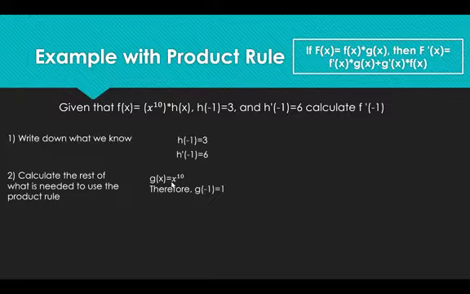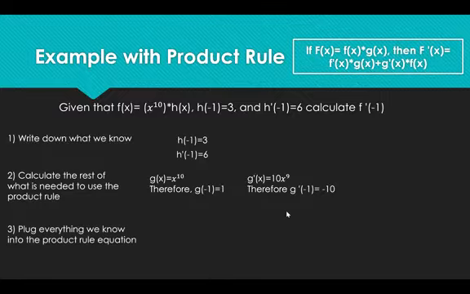g of x is equal to x to the 10th, therefore g of negative 1 is 1. g prime of x is equal to 10x to the 9th, also using the power rule here, and plugging in negative 1, we get negative 10. Now we have all four components of what we need in order to calculate the derivative at negative 1. So we plug in everything that we know.